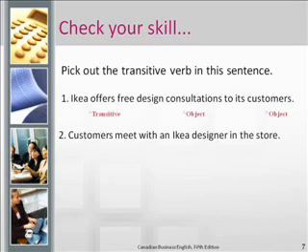Consider the second sentence here. Customers meet with an IKEA designer in the store. What is the verb in this sentence and what is the subject? The verb in this sentence is the word meet, and the subject is customers. When we consider the subject and verb together, customers meet, we know that we have to have an object in that sentence because it does not stand by itself or make sense. So in this case, the object of the transitive verb meet is designer.